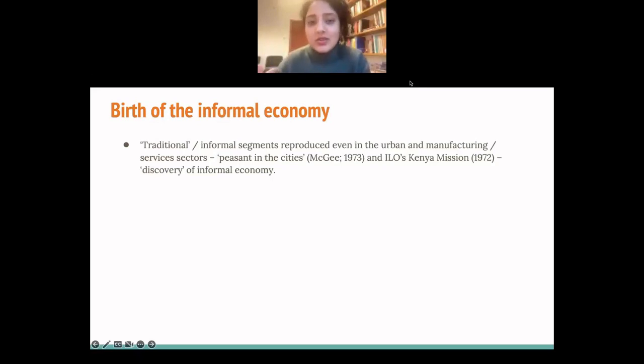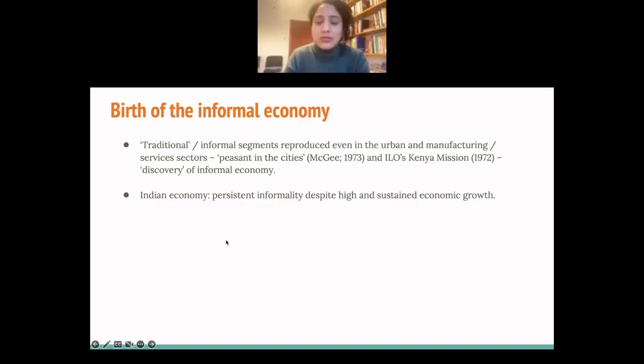A very old article by T.G. McGee in the 1970s categorizes these people as peasants in the cities, because they had the same sort of peasant system of production, which was low productivity, subsistence driven, not really accumulating, undertaking production using only family labor. This was now being recreated even in the urban industrial segment, which earlier was supposed to be a way of secure wage employment, which these people didn't really have.